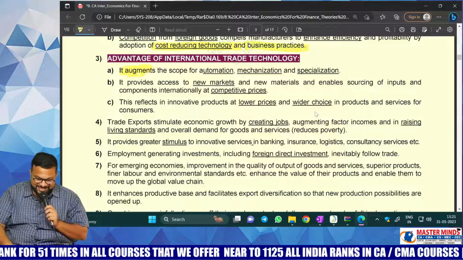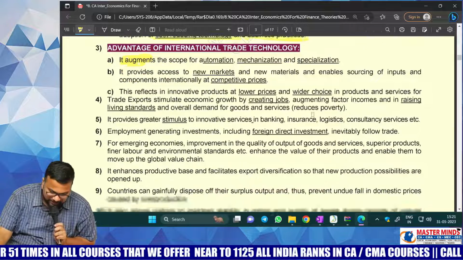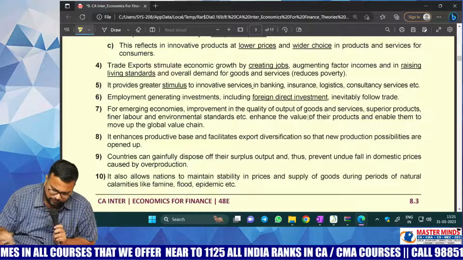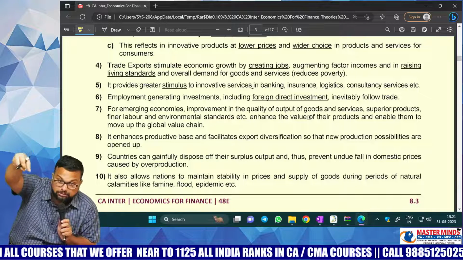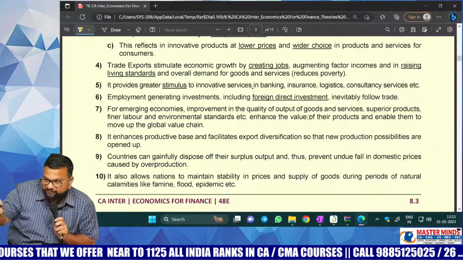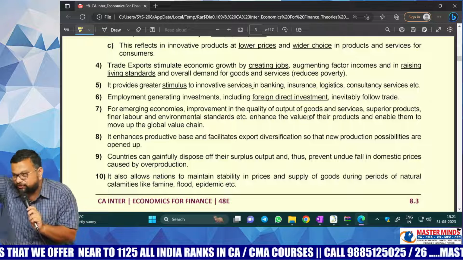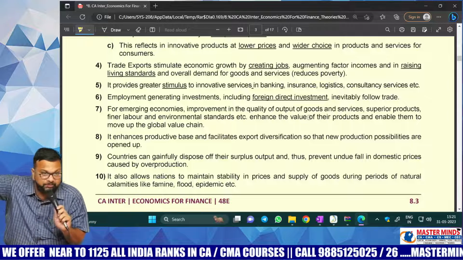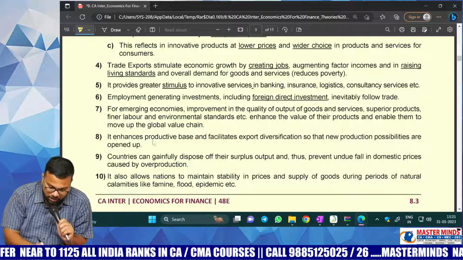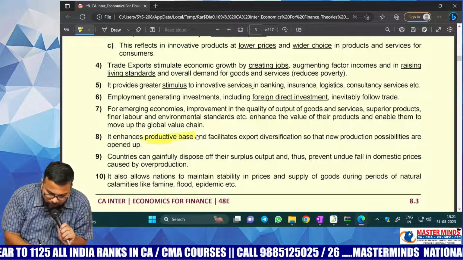Next point, number 8. It enhances productive base, which means overall production. See, if one sector develops, automatically other sectors will also develop. So overall productivity in the economy increases. So here productive base means we are talking about overall production.